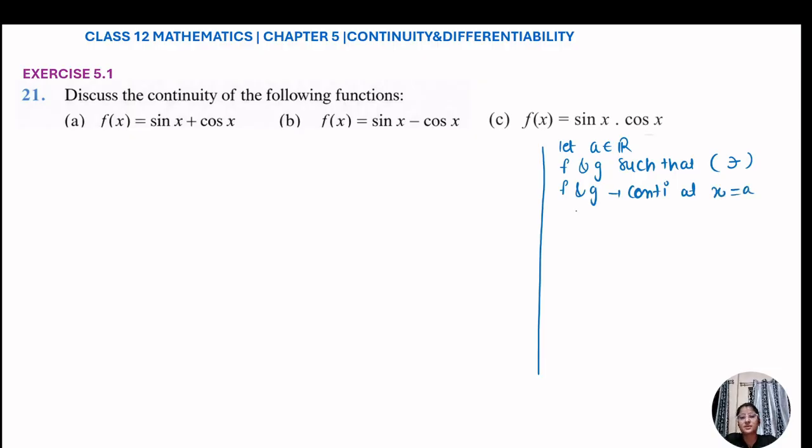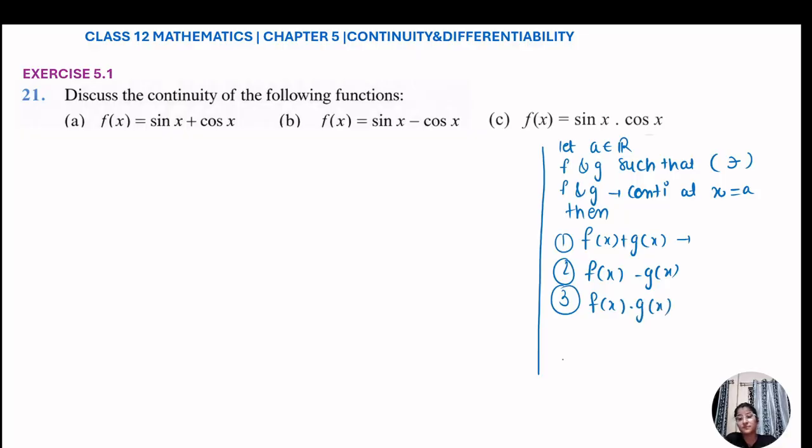x equals a. Then by algebra of continuity, first, f of x plus g of x is continuous at a. Second, f of x minus g of x is continuous at a. Third, f of x times g of x is continuous at a. And fourth, last but not the least, f of x divided by g of x is continuous at a. But here we have a condition that g of a is not equal to 0.